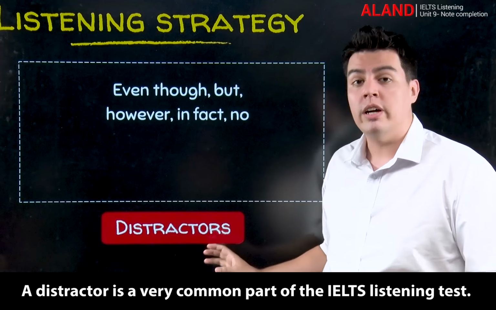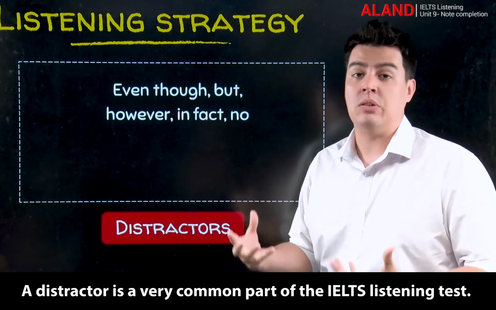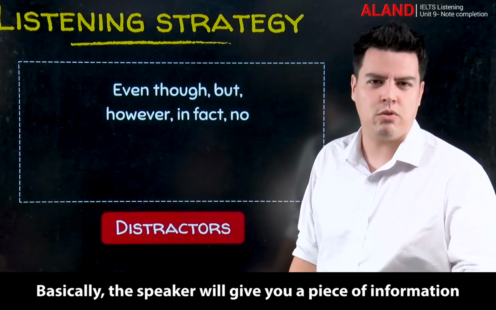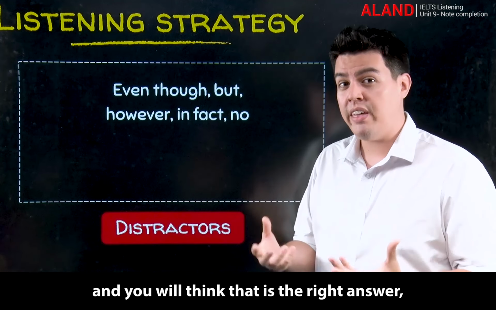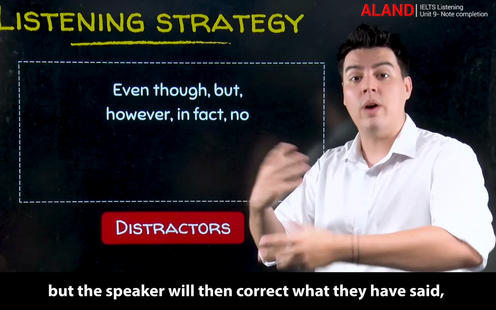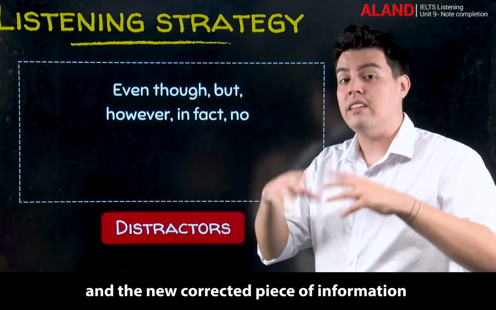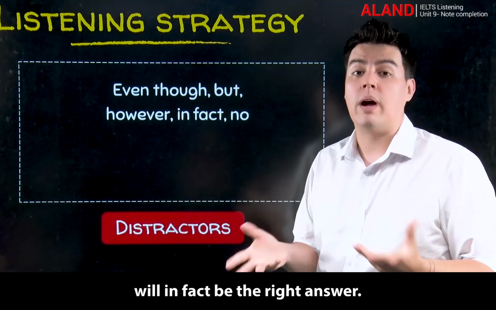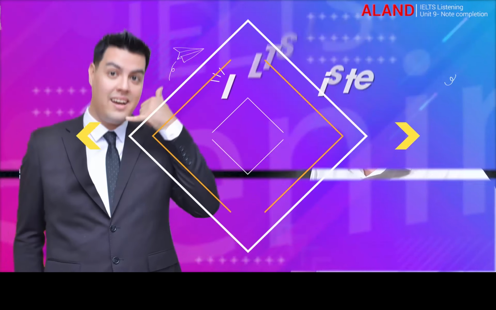A distractor is a very common part of the IELTS listening test. Basically, the speaker will give you a piece of information, and you will think that is the right answer. But the speaker will then correct what they have said, and the new corrected piece of information will in fact be the right answer. Yeah?